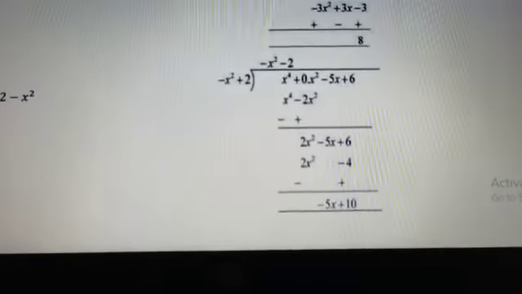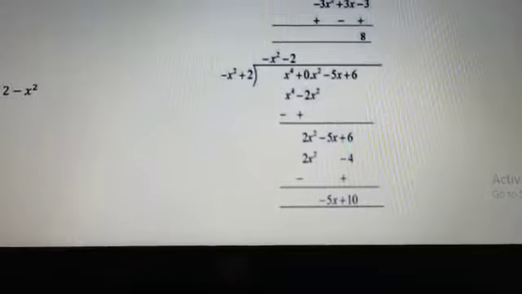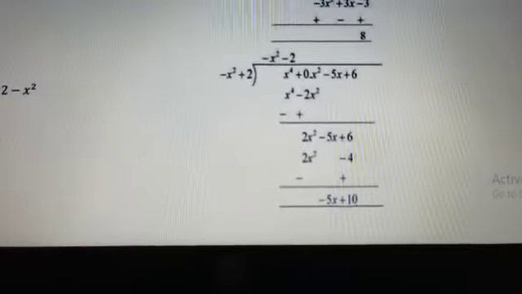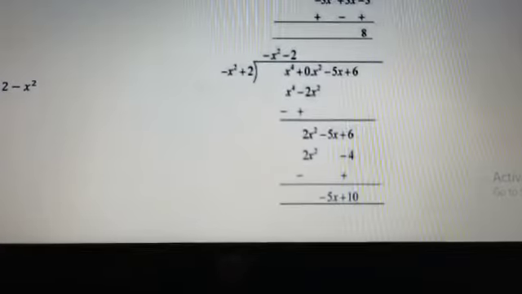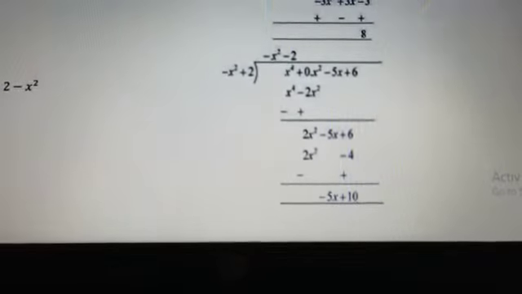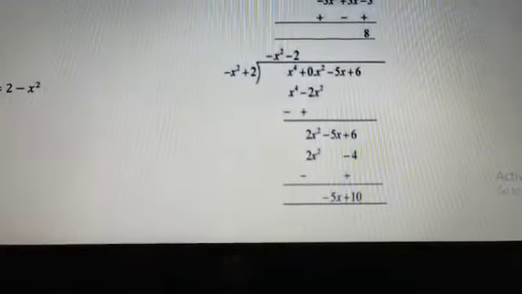So minus x square into minus x square will give me plus x to the power 4. 2 into minus x square will give me minus 2x square. Change signs, cancel. I bring down 2x square minus 5x plus 6. Then minus x square into minus 2 will give me 2x square minus 4. Solve. My remainder is minus 5x plus 10.